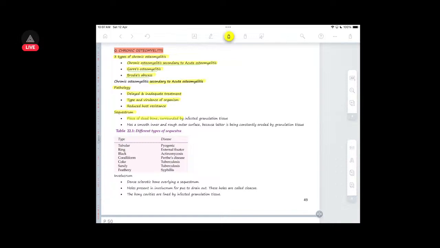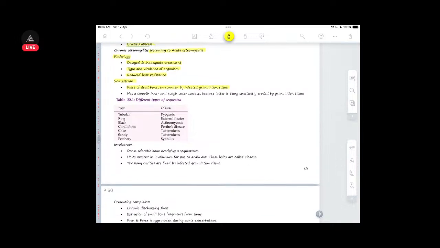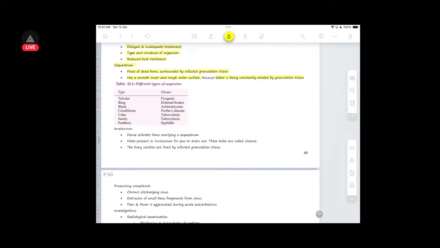Sequestrum is a piece of dead bone surrounded by infective granulation tissue. It has a smooth inner and rough outer surface because the outer surface is being constantly eroded by the granulation tissue. So different types of sequestra, you have tubular, ring, black, coralliform, coke, sandy, and feathery.